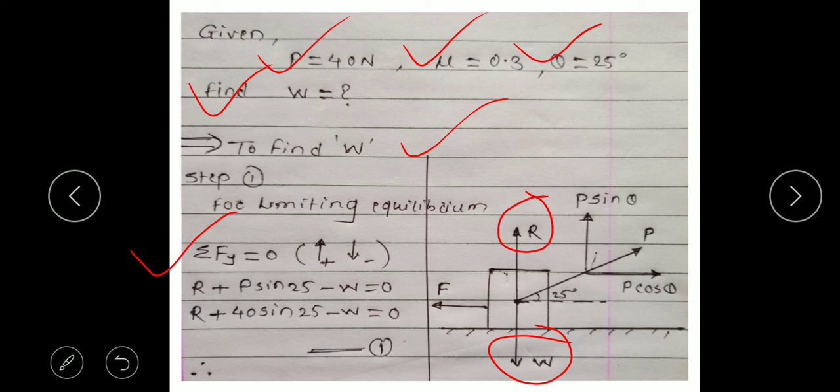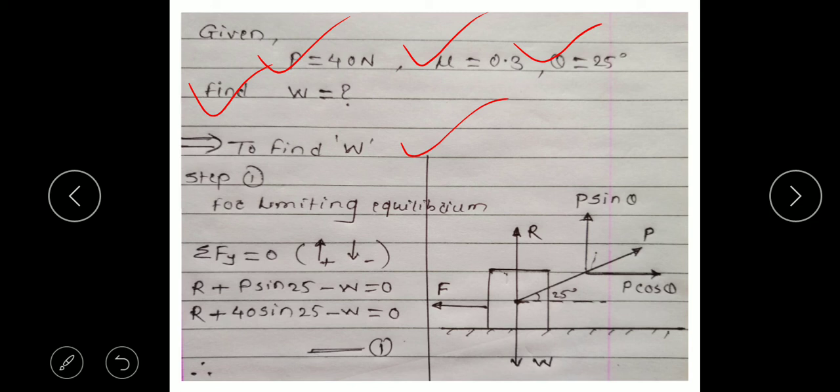So the vertical forces are P sin theta. Three forces: R is in the upward direction, so positive R, plus P sin 25, and W is negative, minus W equal to 0. Put the value of theta. Our aim is to find W, so we will not have the value of W. Theta is 25. The P value is given, that is 40, and we don't know the R value. Don't worry about R, just do your procedure. So R plus 40 sin 25 minus W.